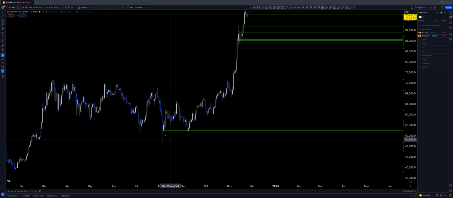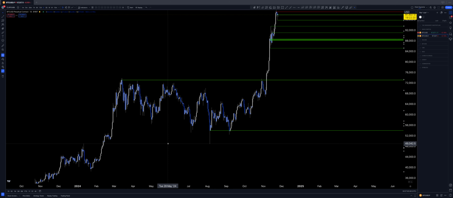In the wicks, you can draw lines from wicks, but that's for different purposes. For example, you still want to see closes above this line, but you can have price wick down for a swing failure pattern or to try to grab stop losses.